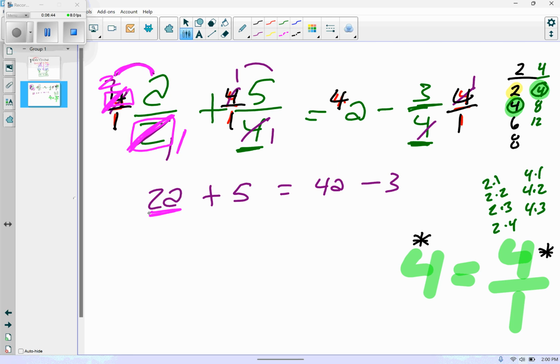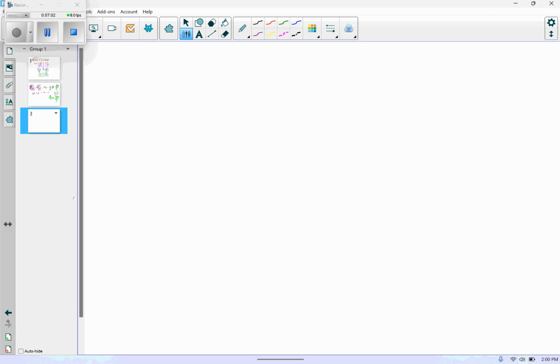And then from here, this is a 4 over 1. 4 goes into itself once. Then I go 1 times 5 to get to this 5. So it's called clearing a fraction. So let me advance. We'll come back to that problem.